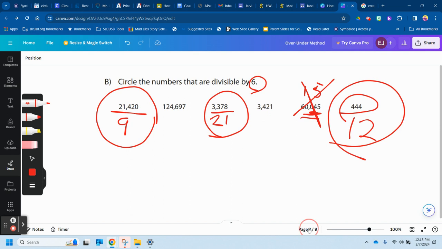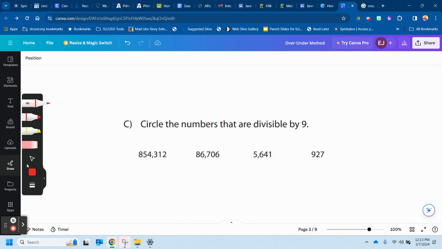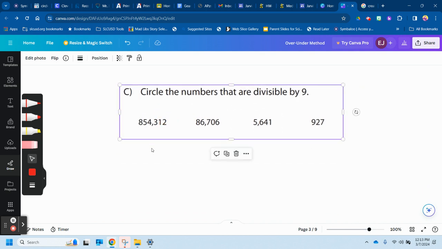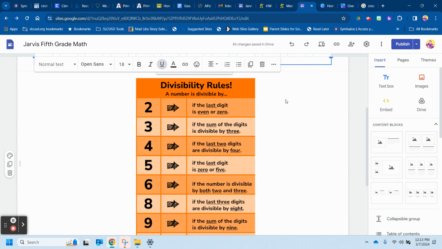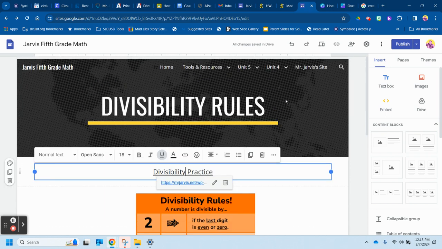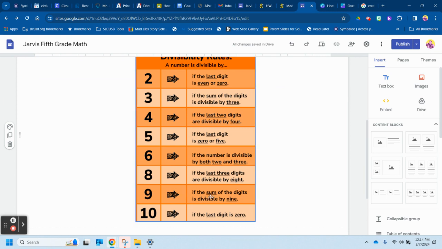All right. The last rule, numbers that are divisible by 9. Let's take a look here. What's the rule? I'm going to mrjarvis.net, and then I have here tools and resources, divisibility rules. For 9, the sum of the digits is divisible by 9.